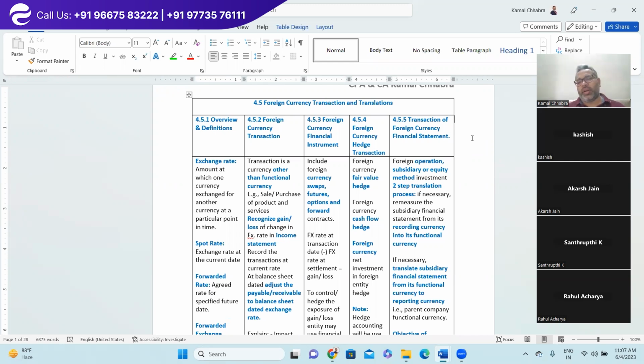Second point is spot rate. Do you know what is spot rate? Any idea? Have you heard this term before? Spot rate?